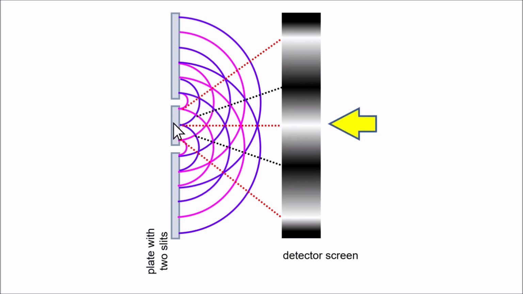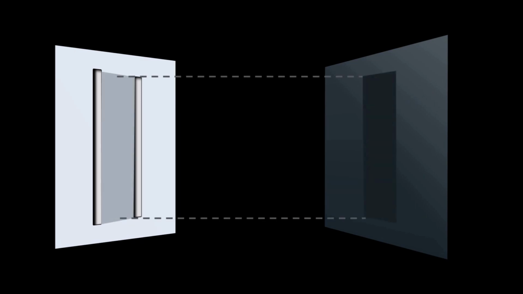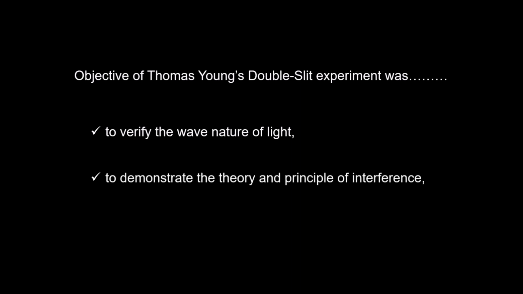In Thomas Young's brilliant double-slit experiment, the central region of the fringe system is brightly lit. If light travels in a straight line, the central region should appear dark instead, which is the shadow of the space between the two slits. Which is not the case. The objective of Thomas Young's double-slit experiment was to verify the wave nature of light, as well as to demonstrate the theory and principle of interference, and the concept behind diffraction.